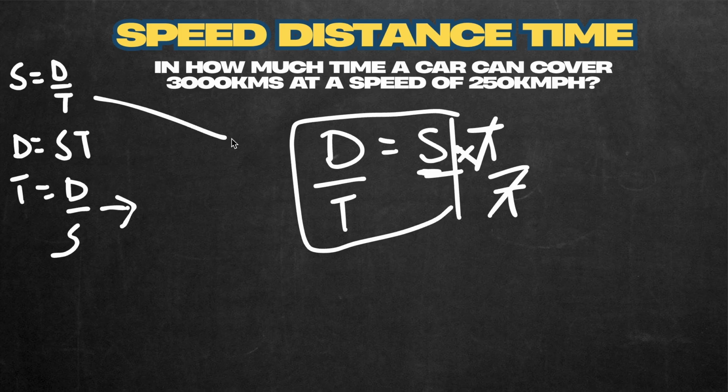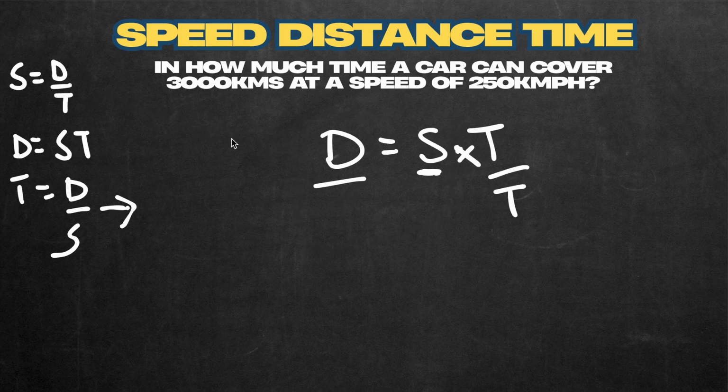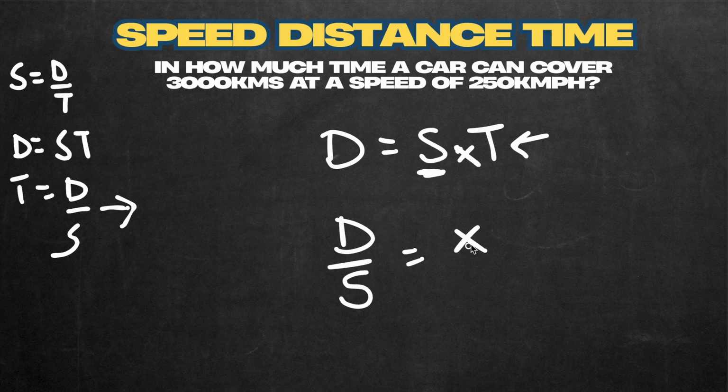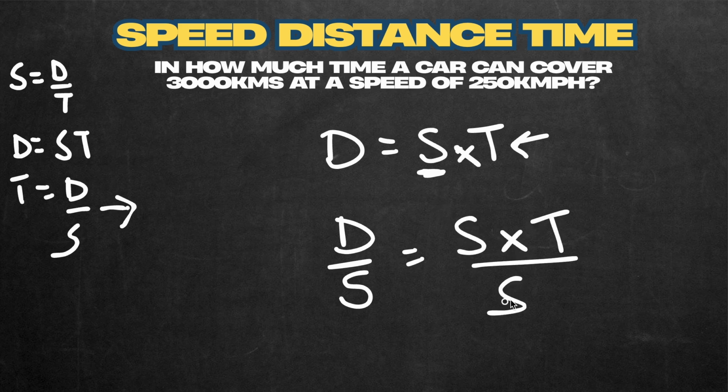That's the formula, right? And similarly, if you have D equals S times T, and now you want to isolate T, which means you need to get rid of this S, so you do D over S equals S times T over S, right? This S will cancel, so T equals D over S. This is the formula. Simple. So even if you remember any one of these formulas and you know basic algebra, you will never be stuck. So D equals ST, I think that's the easiest formula to remember.